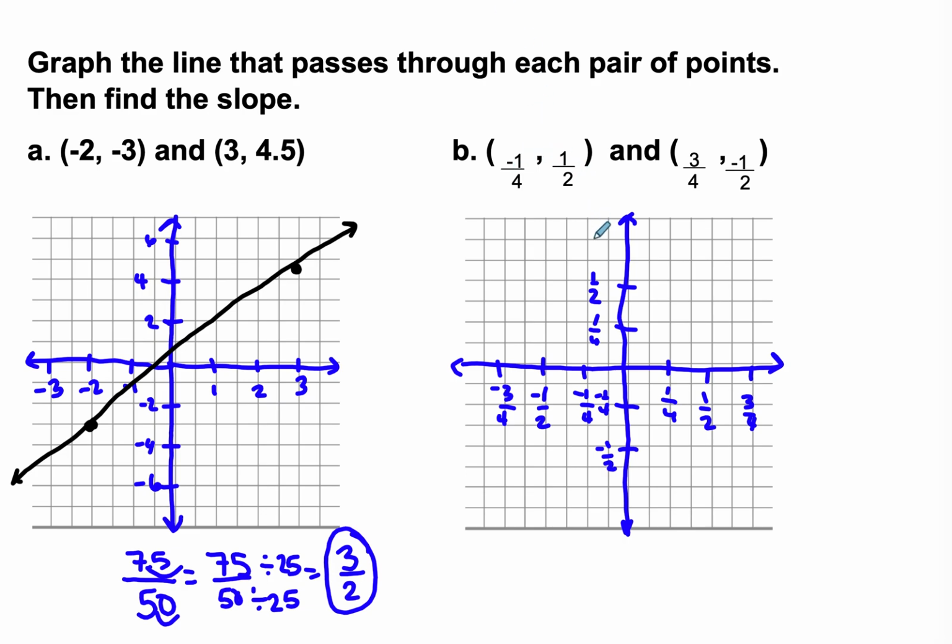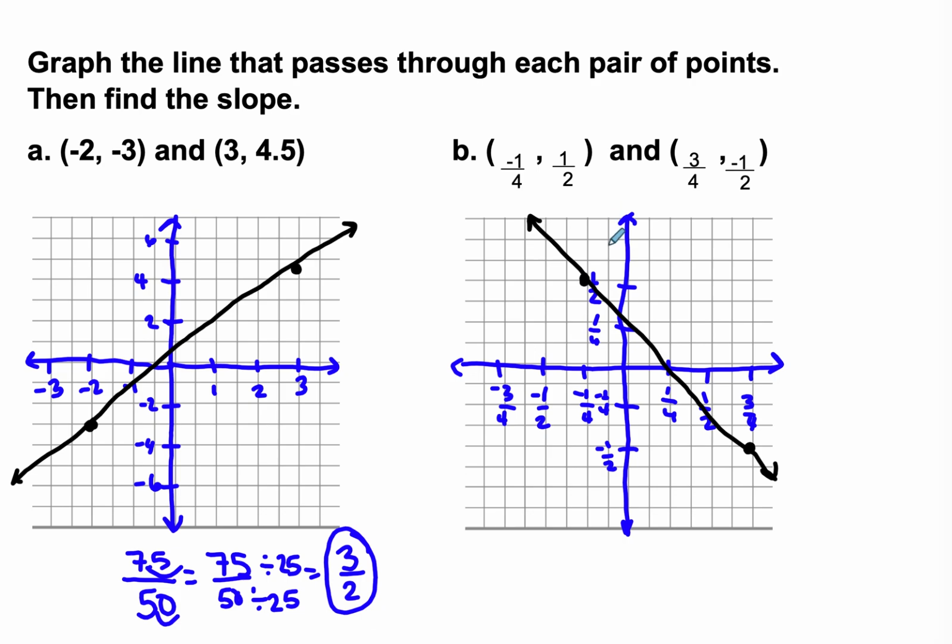Okay, -1/4 and 1/2. So I'm going to go over to where -1/4 is. I'm going to go up to where 1/2 is. I'm going to make my point. And then here's 3/4, -1/2. So over 3/4, down to where -1/2 is. Connect my points with a line. Extend that line through the graph space.